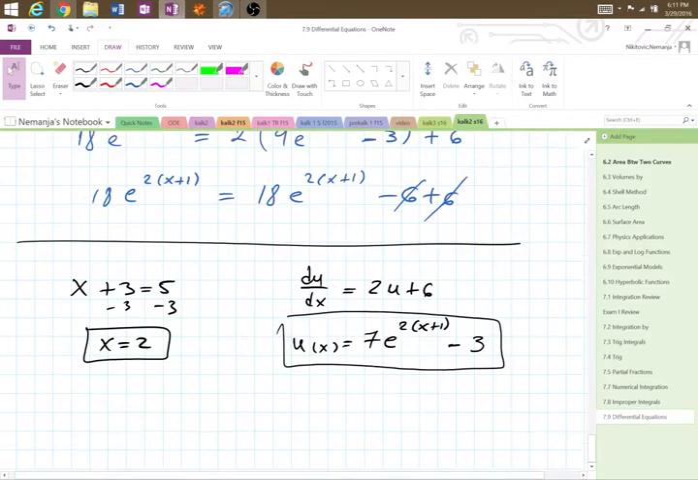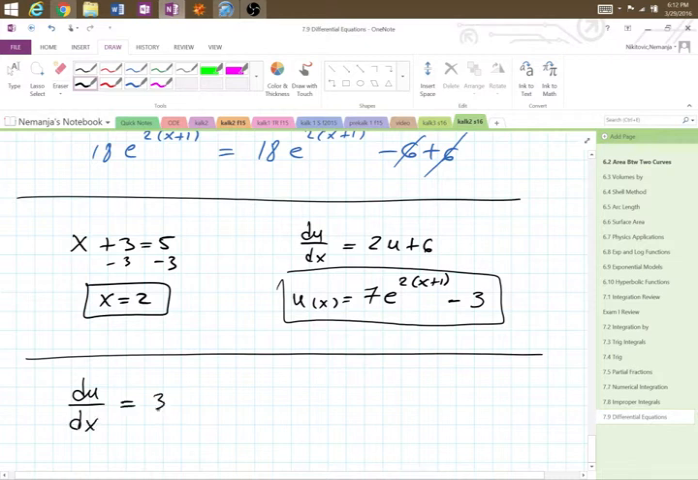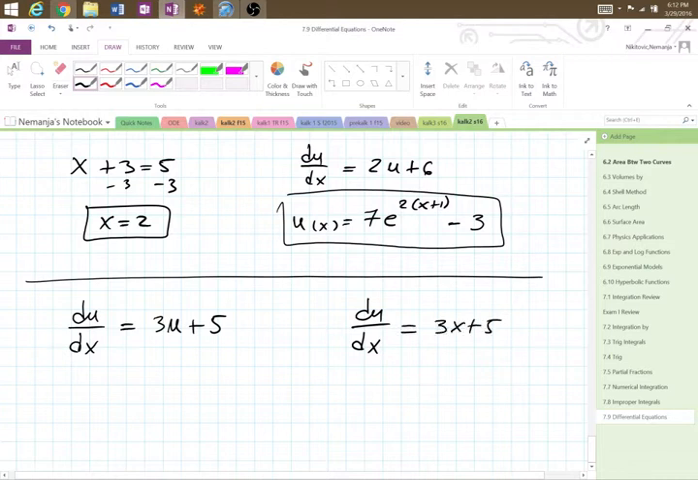So the question is, if I have du over dx is equal to, let's say, 3x plus 5, and I want to do separation of variables, how do I know what to move? Well, you need to separate variables and put all u's on one side. Sorry, not 3x, 3u. There can be an equation that looks like this as well. This is a very easy equation, actually, 3x plus 5. Let's take a look at both of these.